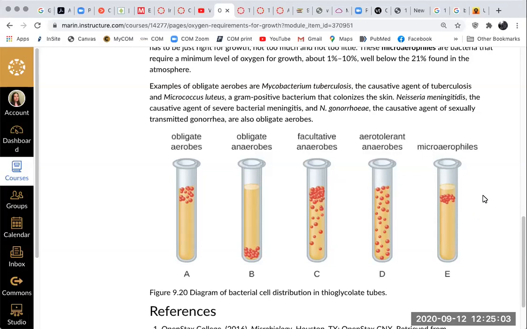And then we have the microaerophiles, which have very stringent qualifications for how much oxygen should be available to them. And so they grow right here in this little lower oxygen area, not quite at the top where it's high oxygen, the 21% that's found in the atmosphere, not here at the bottom where the oxygen is too low, but just in this just right spot for the microaerophiles.